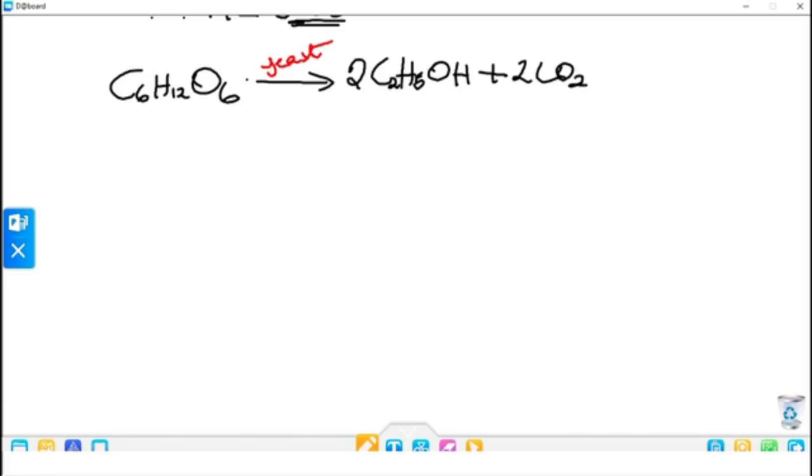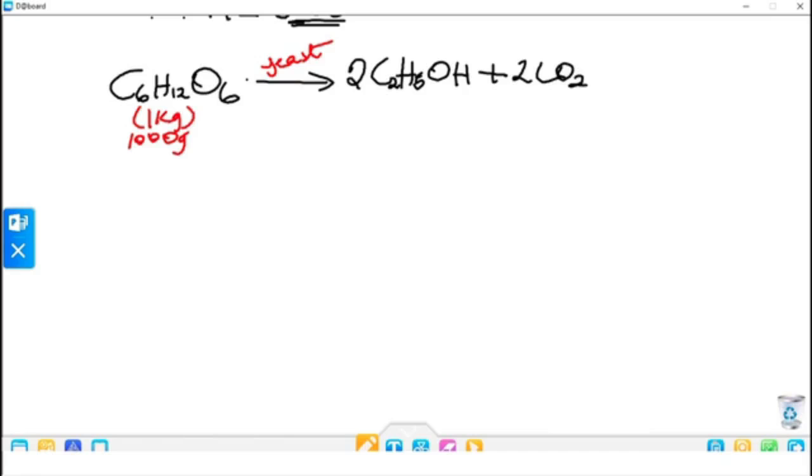Now, from the question, we are told that 1 kg of glucose is involved. But we need to convert this to grams, as we don't work with kg in this type of question, except you are being told to do so. So 1 kg is equivalent to 1,000 grams. So simply put, 1,000 grams of glucose is being provided. And we are asked, how much ethanol are we going to get from 1,000 grams of glucose? That is the simple question.